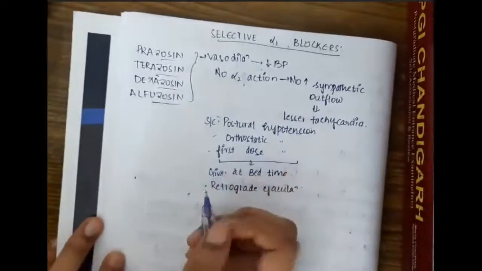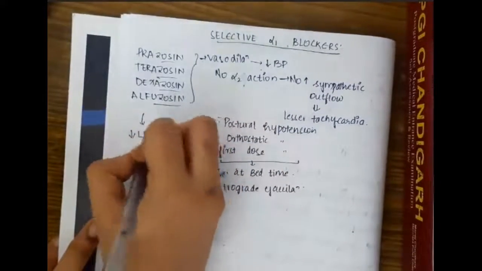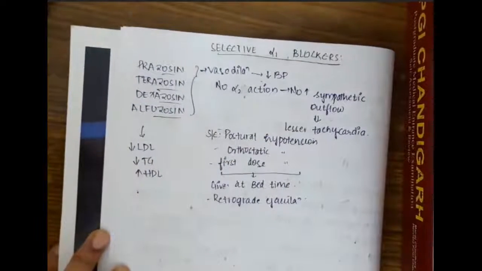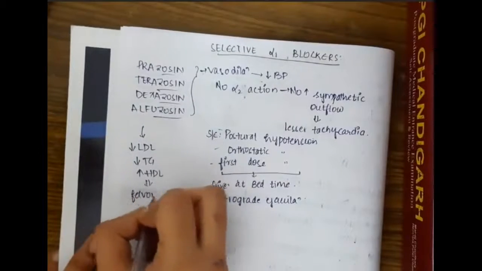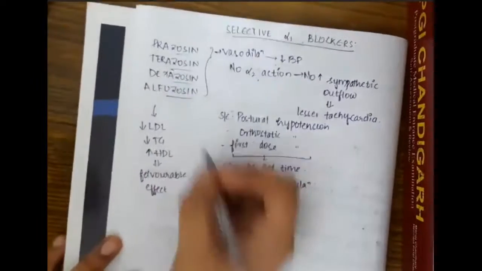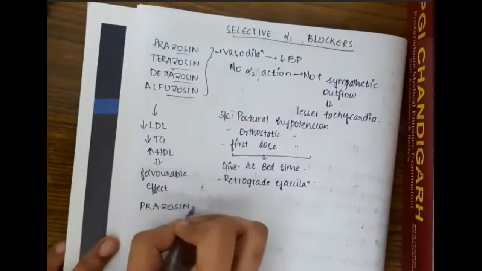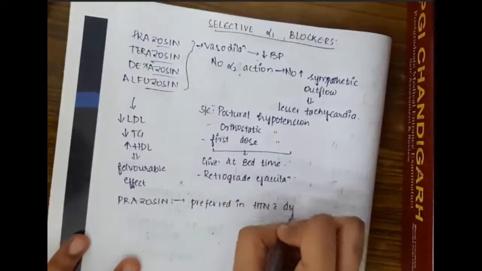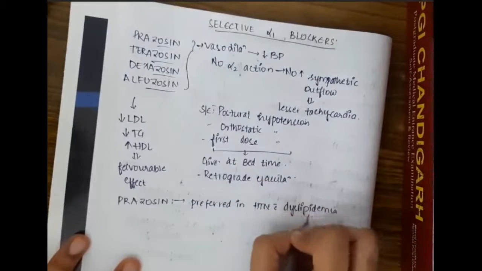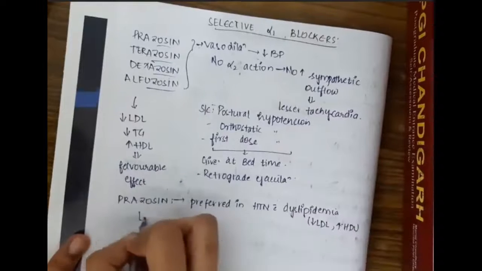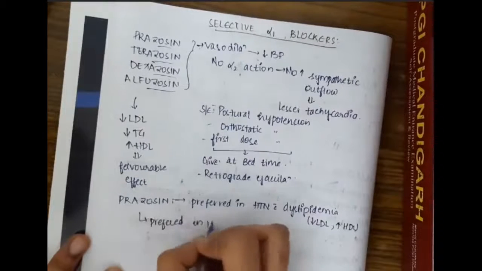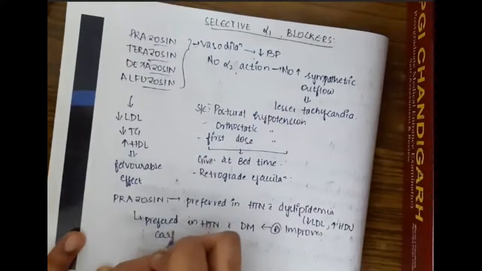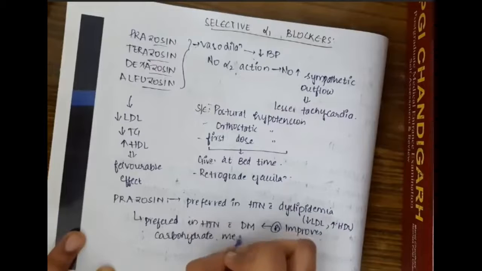Next, all these alpha blocking drugs like prazosin, terazosin, doxazosin, alfuzosin will decrease the LDL and triglycerides, and they increase the high density cholesterol, and as a result they have a favorable effect on lipid profile. That is the reason why prazosin is preferred in hypertensives with dyslipidemia, because it decreases the LDL and increases HDL. It is also preferred in hypertension with diabetes mellitus because it improves carbohydrate metabolism.